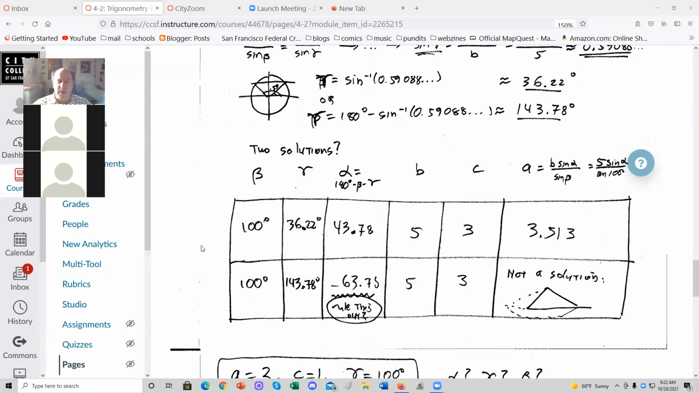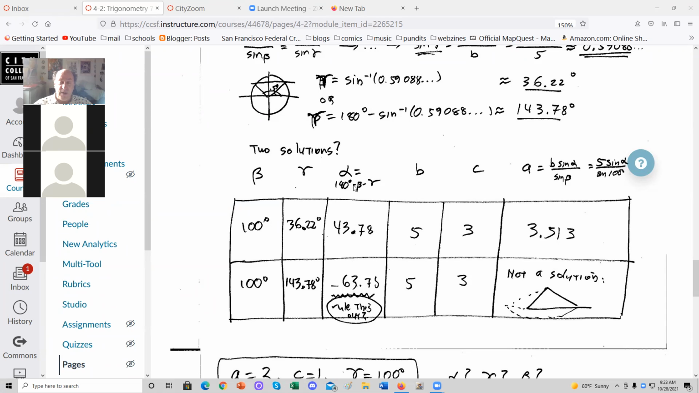And so here's what we do. We make a table with two solutions. We already know beta is 100 degrees. We already know that B is 5 and C is 3. Okay, we put these numbers here. 36.22 degrees goes here. 143.78 degrees goes here. Now, having gotten beta and gamma, we find alpha as 180 minus beta minus gamma. In this case, 180 minus 100 minus 36.22 gives you 43.78.